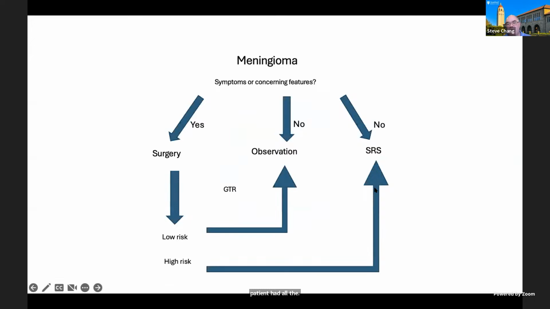So, last slide before we switch over to questions. This is kind of a generalized chart of how we would manage a meningioma patient. And again, before we walk through this chart, I do want to say that for every meningioma patient, you need to individualize treatment recommendations. So this is not necessarily a one-size-fits-all.